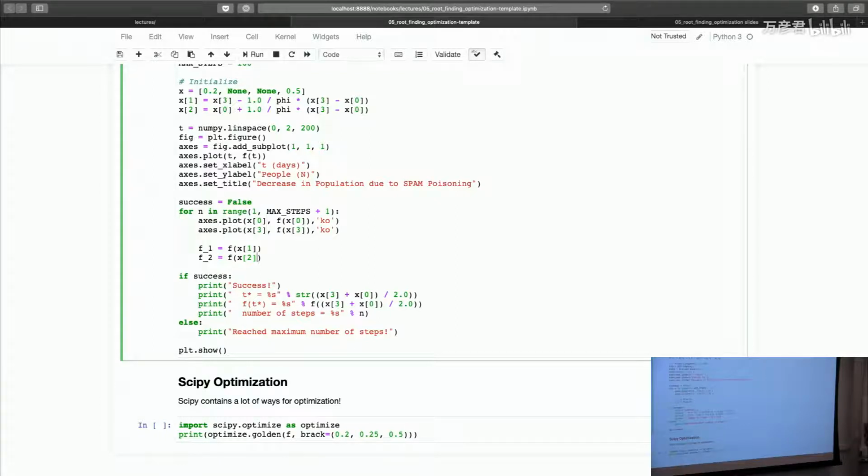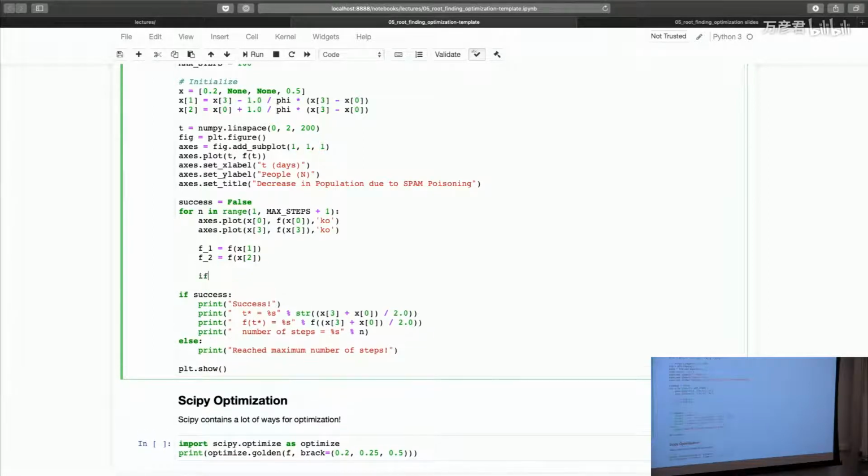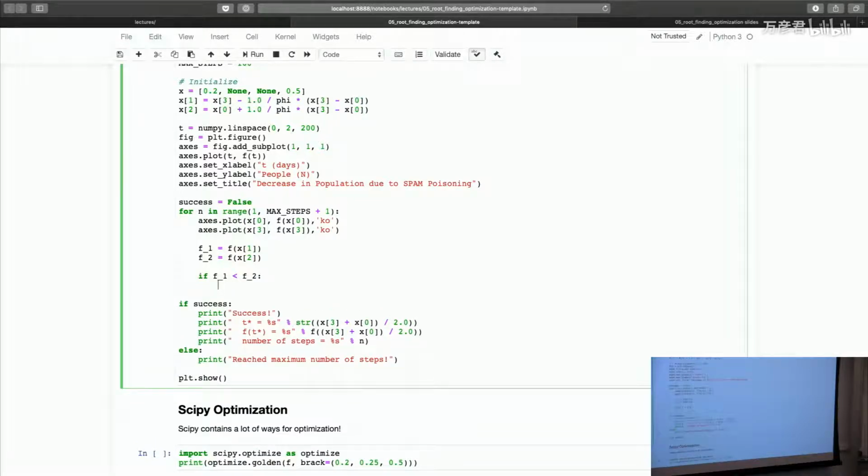There's another piece to this that I will say. You can reuse f1 and f2 just like we reuse x. I'm not going to do that just for clarity's sake. But that's obviously something you could do as well to save some computation. So here's our primary check.